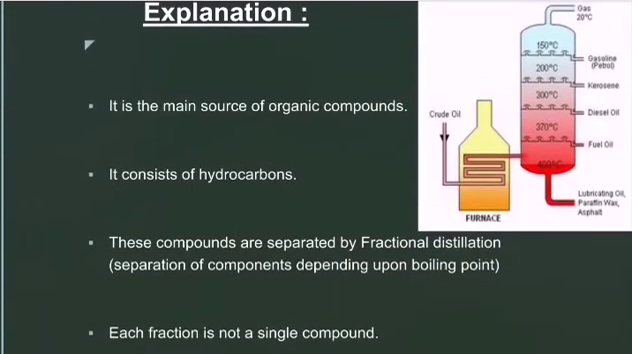Next we have its explanation. It is a main source of organic compound. You can obtain organic compound from petroleum. It consists of hydrocarbons. You have already studied about hydrocarbons, that they contain carbon and hydrogen only. In the third point, when you want to separate different fractions of petroleum, which method will you use? These components are separated by fractional distillation.